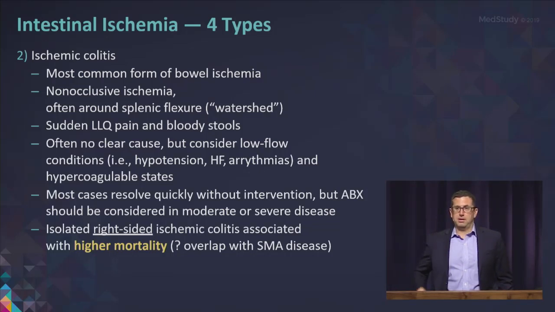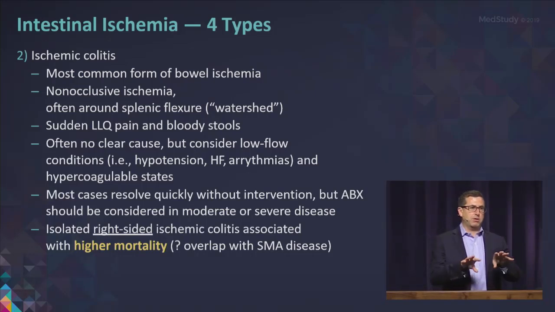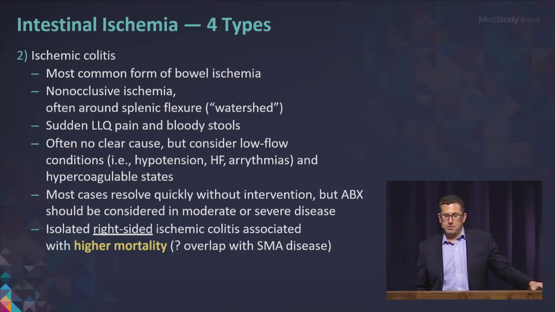There is ischemic colitis, which is another subtype of intestinal ischemia. So in this case, the ischemia specifically involves the colon, and it's really non-occlusive. So it's not like you have a clot in the SMA like in mesenteric ischemia. It may just be from watershed areas, like if the patient's globally hypotensive, then there may be a watershed area in the colon that could develop an area of ischemic colitis. Most cases resolve quickly without intervention, but if there's moderate or severe disease, if there's abdominal peritoneal signs or fever, that kind of a thing, then you're going to want to start the patient on antibiotics.